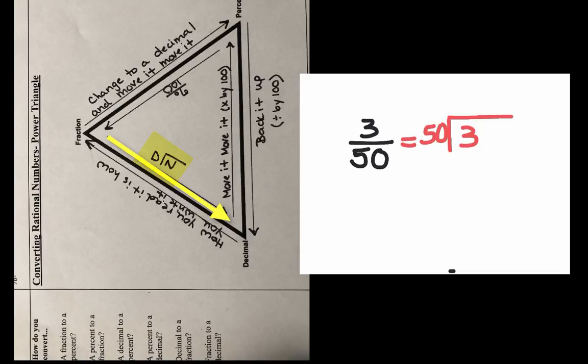Since my numerator is smaller than my denominator, therefore my dividend, which is inside the division box, is smaller than my divisor, which is outside, I know that I'm going to have to bring in my decimal point and annex some zeros. And in our calculator, we would type in 3 divided by 50. So how do we go from a fraction to a decimal? We take the numerator and we divide it by the denominator.